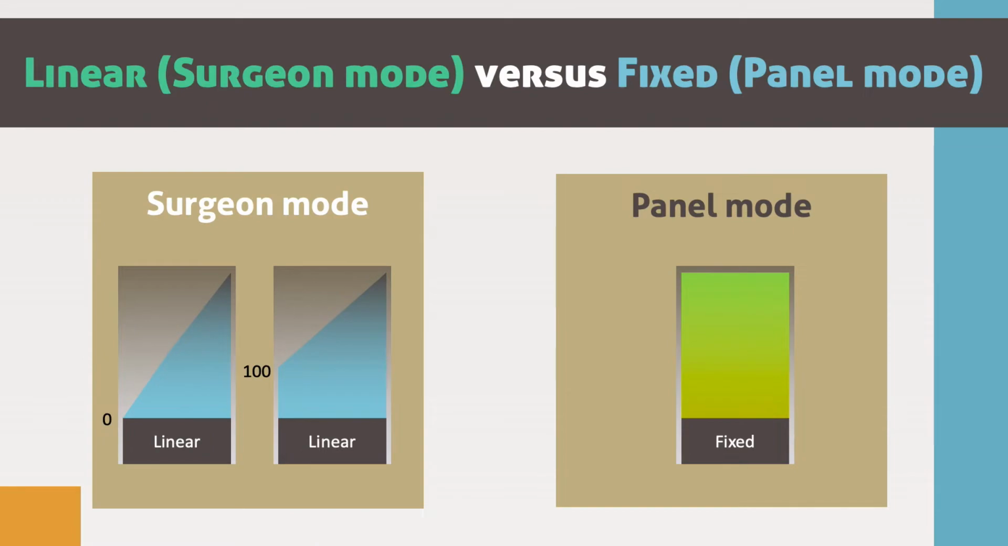For aspiration flow rate, vacuum, and ultrasound, we have two modes: linear, or what is called surgeon mode, and fixed panel mode. In surgeon mode, it is linear and can start from 0 or any value preset by the surgeon. For example, we can set the machine to start the vacuum from 100 instead of starting from 0. On the other hand, in panel mode, it is fixed.